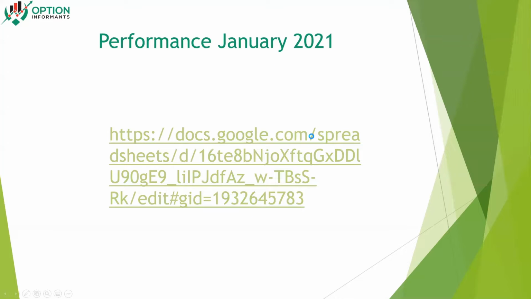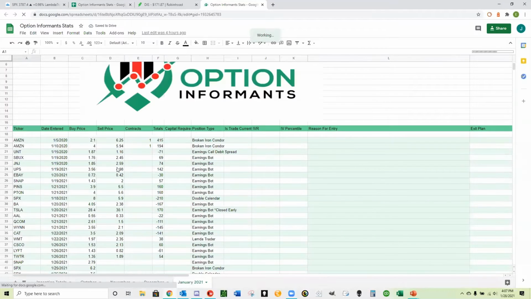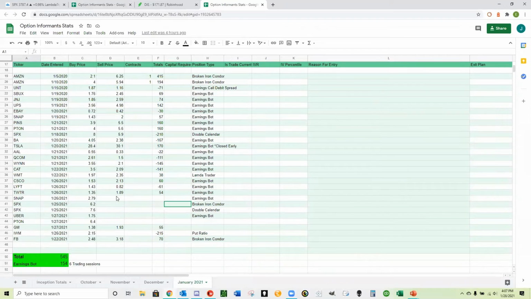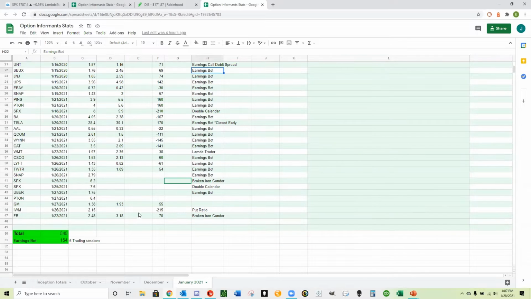So real quick, I do want to just jump into the performance now. We activated this season 2 version of EarningsBot on the 21st of January. And since then, we've had 6 trading sessions. We usually track all our performance on different plays. As you can see here, anything that says EarningsBot is an EarningsBot call. And so far in the 6 trading sessions, the bot itself is up 154. So obviously you can see there have been some losses, there have been some wins.